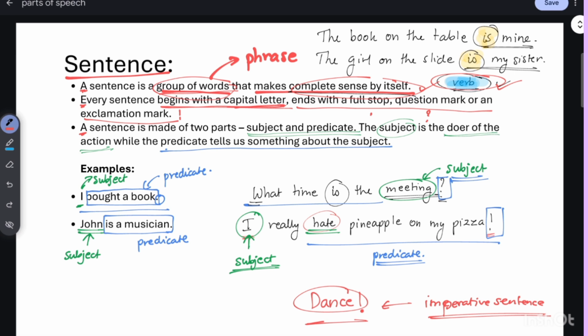Then we studied that a sentence has two parts, a subject and a predicate. Subject is the doer of the action, the main element that we are talking about in the sentence, and predicate is something that gives us more information about the subject. With this, we will end today's lecture, and I will see you in the next session to talk more about parts of speech.